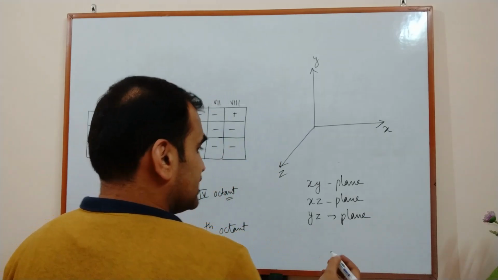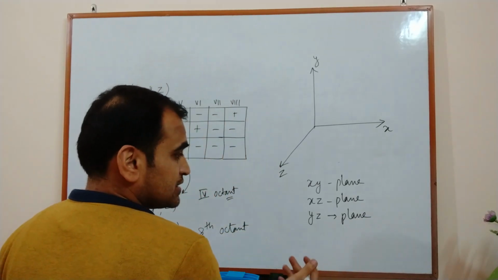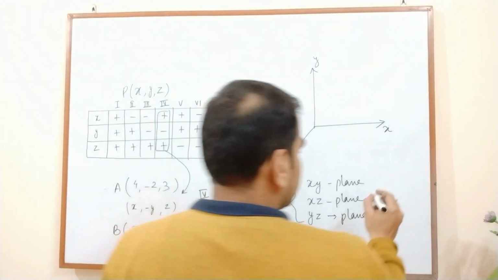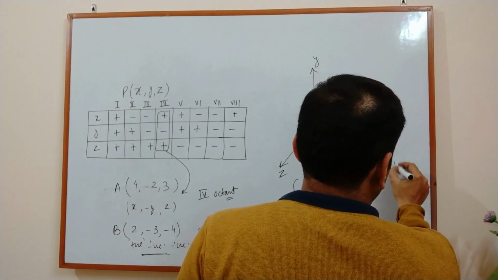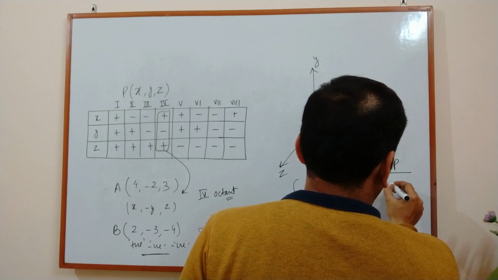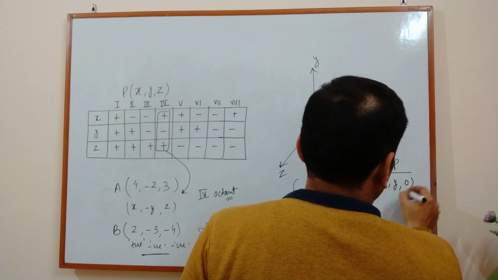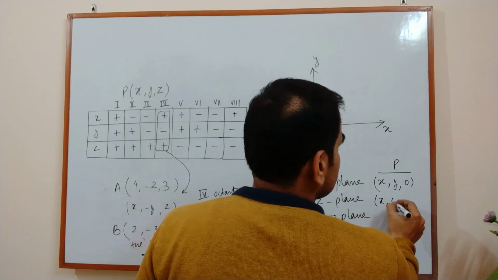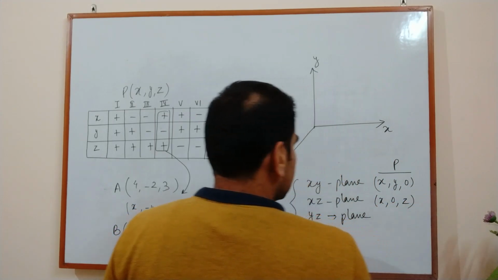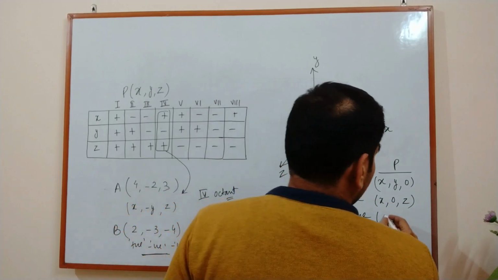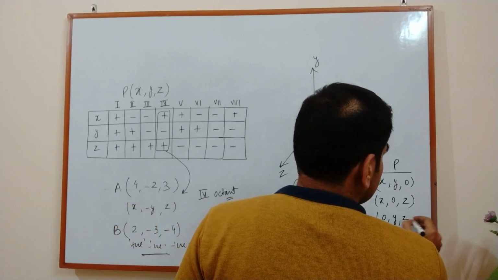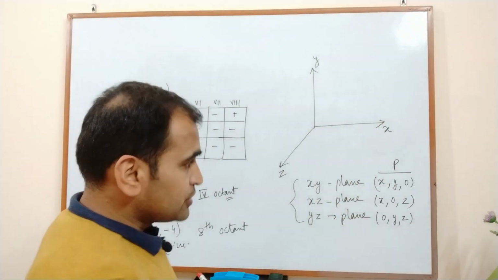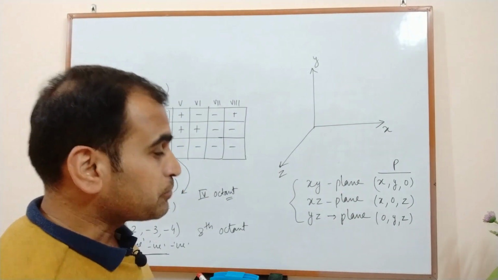Maybe xy is there, xz is there, and yz is there. So these 3 planes are there, right? In the xy plane, any point P has coordinates of the form x, y, and 0. So z will be 0 here. In the xz plane, the point will be like x, 0, and then z. And in the yz plane, the point will be of the form 0, y, and z. So from this information, based on which value is 0, we can check in which plane the point lies.